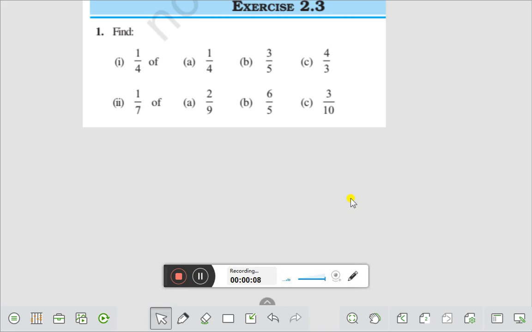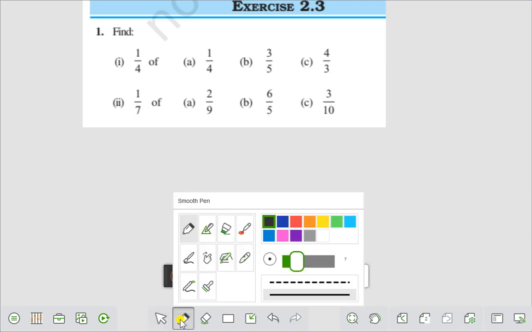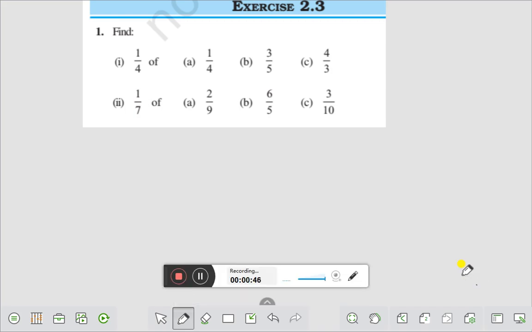Find 1 by 4 of A) 1 by 4, B) 3 by 5, C) 4 by 3. And number 2 is 1 by 7 of A) 2 by 9, B) 6 by 5, C) 3 by 10. Let us find. Let us do question number 1.